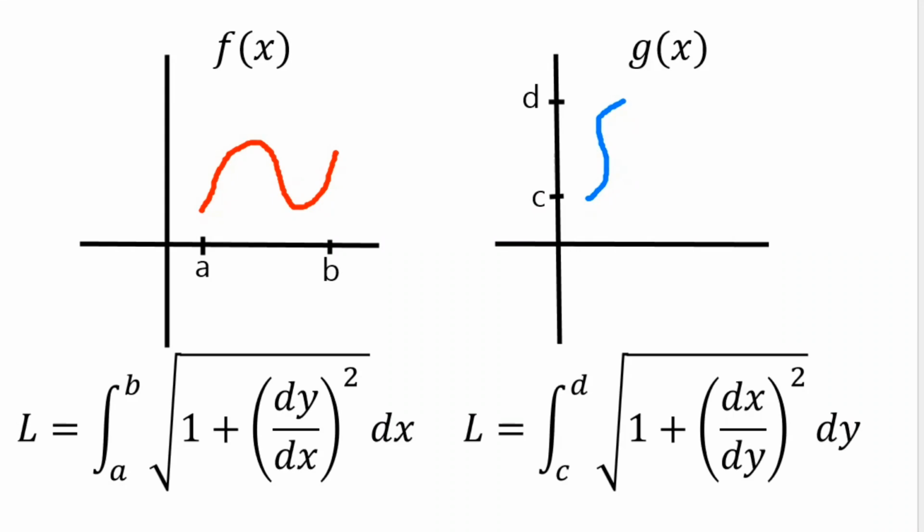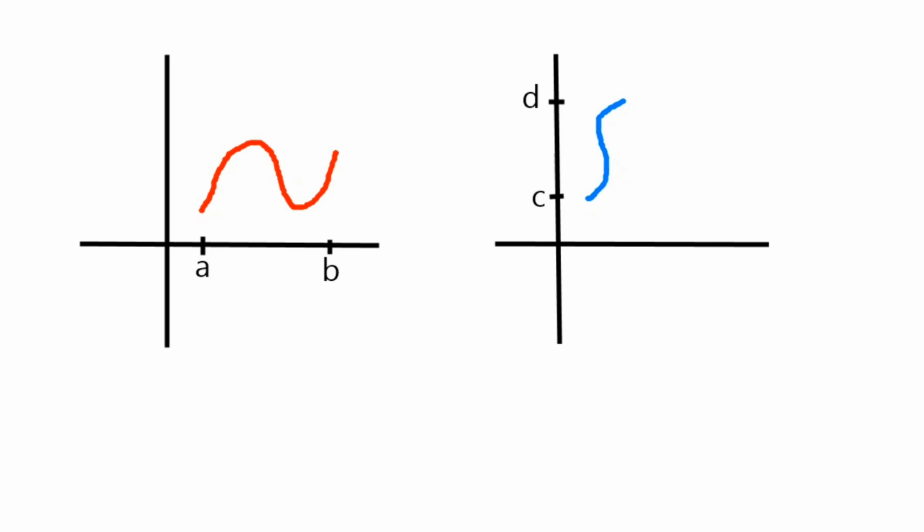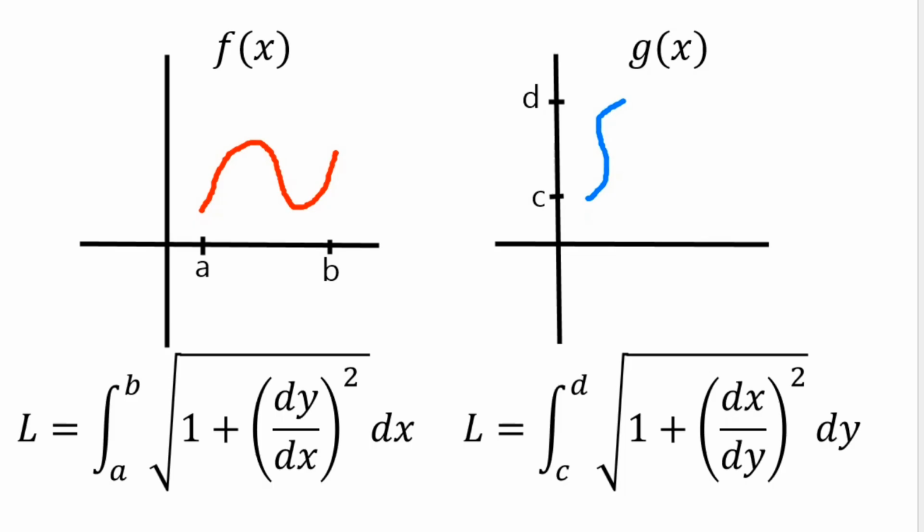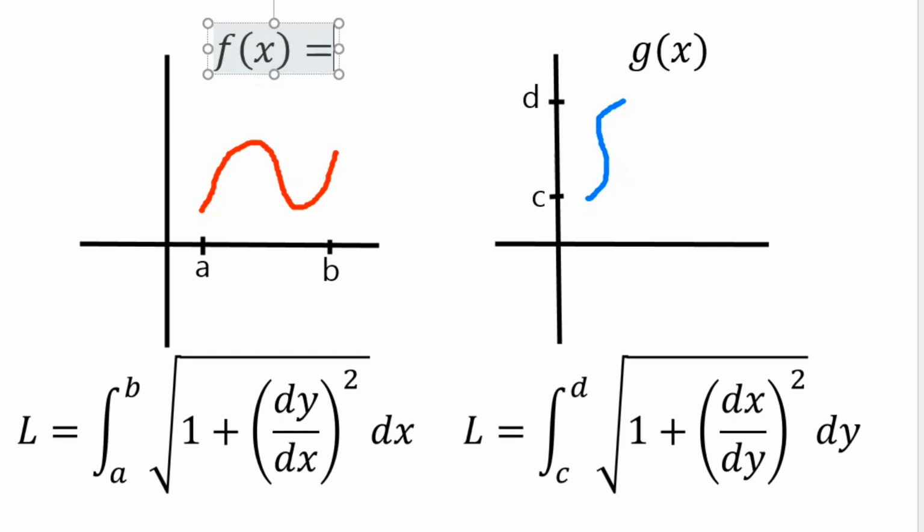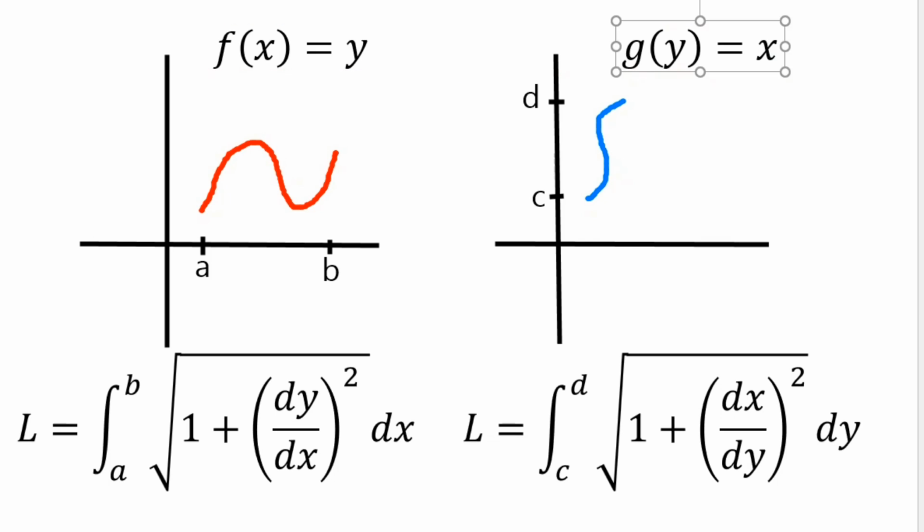Today I'm going to be teaching you about arc length in a definite integral. As we can see here, we have two functions. We have f of x on the left side. If we are on f of x, the formula that we're going to use is the integral of the square root of 1 plus the quantity dy/dx raised to the second power, dx, on the interval from a to b. Also, f of x is just equal to y, and g of y is equal to x.